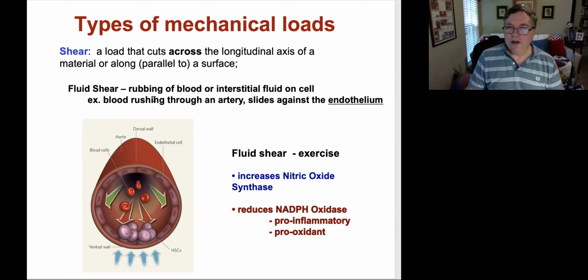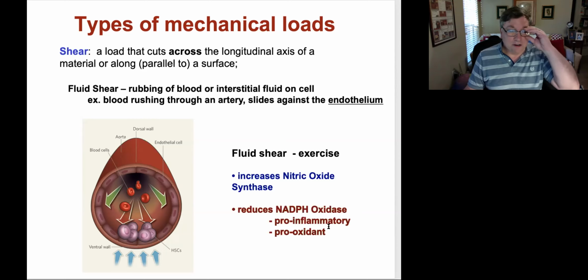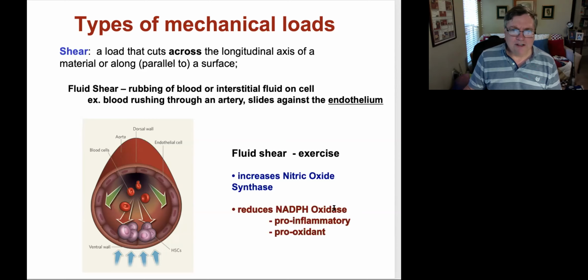So fluid shear is what we call this. It actually helps to stimulate the release of nitric oxide synthase and reduces some of the NADPH oxidases, pro-inflammatory chemicals and proteins and pro-oxidant, oxidative stress related proteins. NADPH oxidase is one of those. Your mitochondria also can produce lots of reactive oxygen species if someone's on a high-fat diet, or they have type 2 diabetes, or they're older, or have muscular dystrophy.